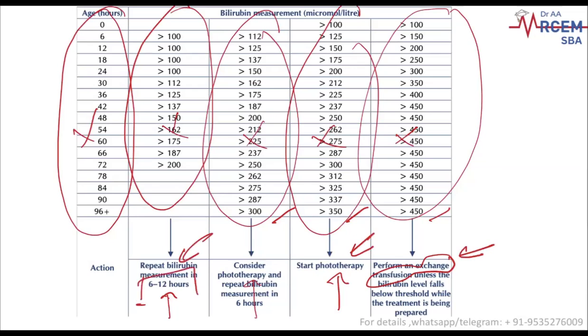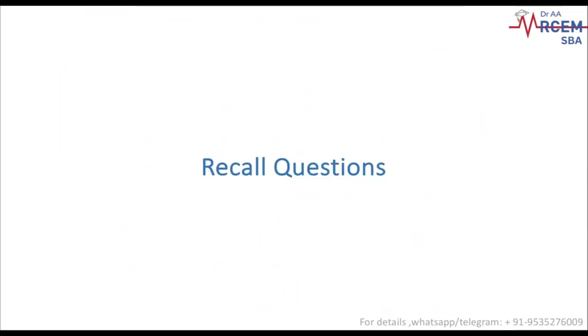In conservative management, you need to again check the bilirubin levels after 6 to 12 hours. You need to ask them to come back to the emergency department or meet the pediatrician in the next 6 to 12 hours. Anyone has questions? You can ask me.